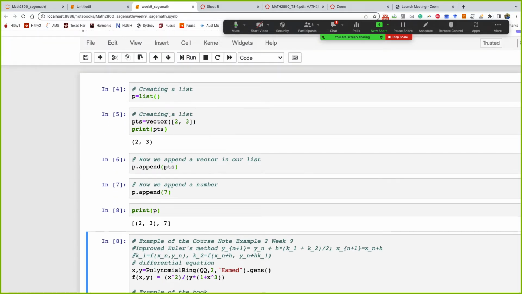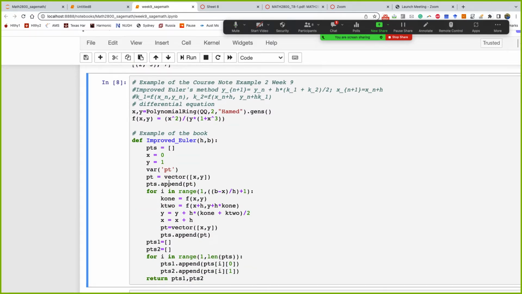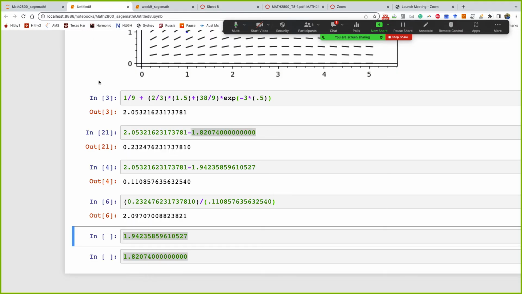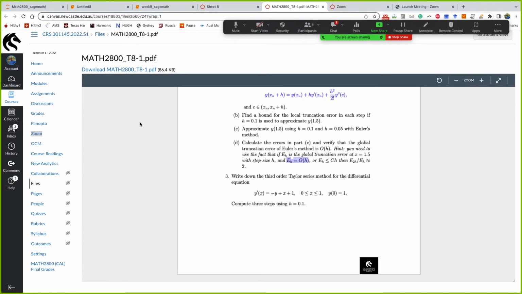However, we did this one in week 1. Now you have week 9 example 2. Can we go to that part maybe? Week 9 module.